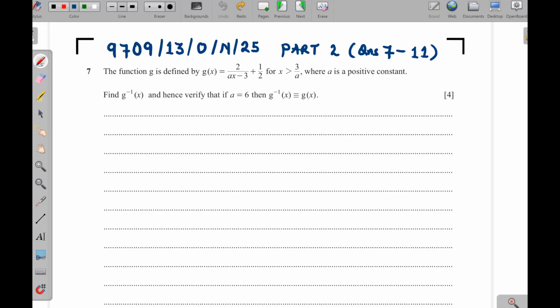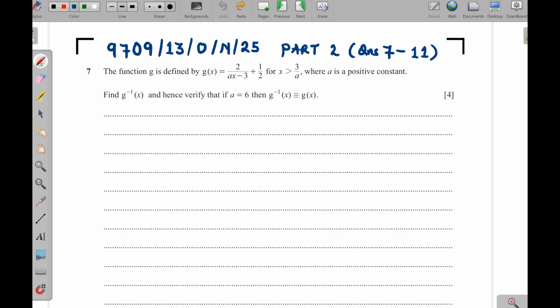Part 2, this is for questions 7 to 11. Question 7, the function g is defined by this for x greater than 3 over a. Because if x is equal to 3 over a, then the a will go, then you have 3 minus 3, which is 0. So you will have these two divided by 0, and any number divided by 0 is undefined. So that means the function becomes discontinuous when x is equal to 3 over a, okay?